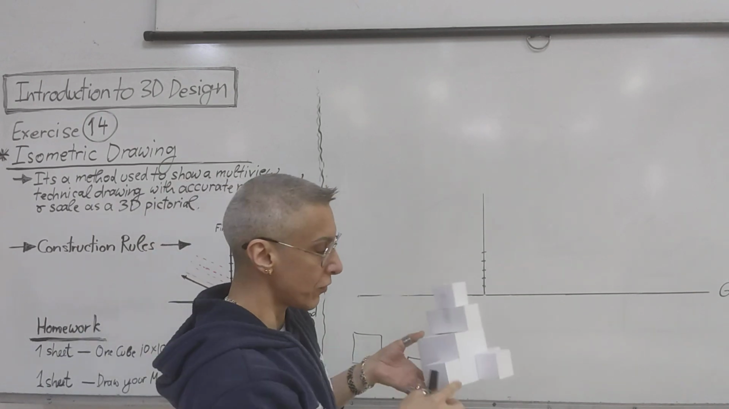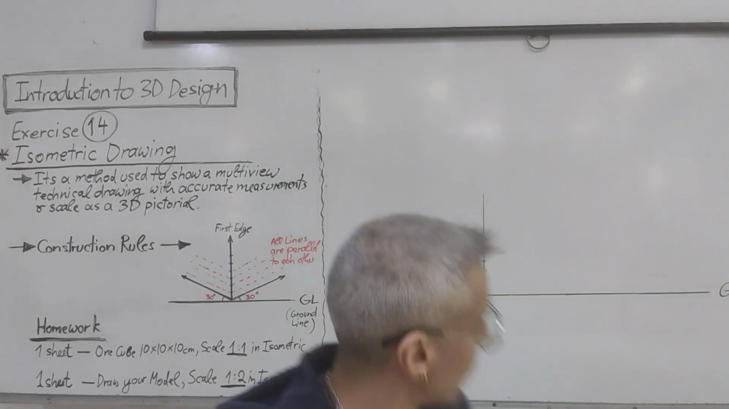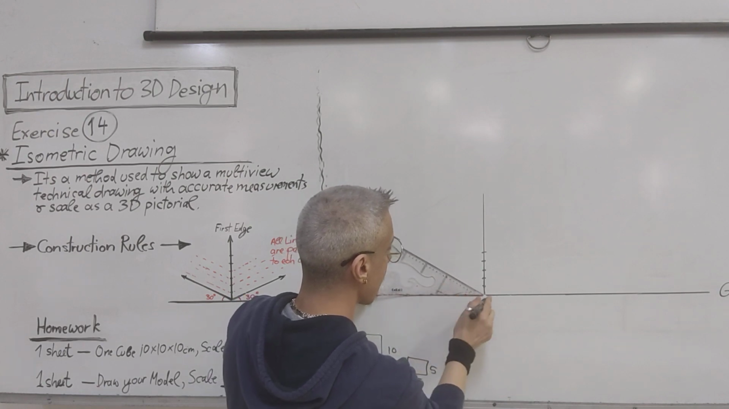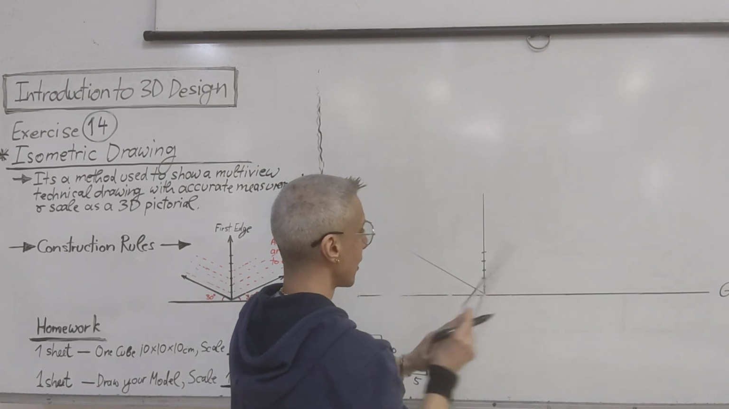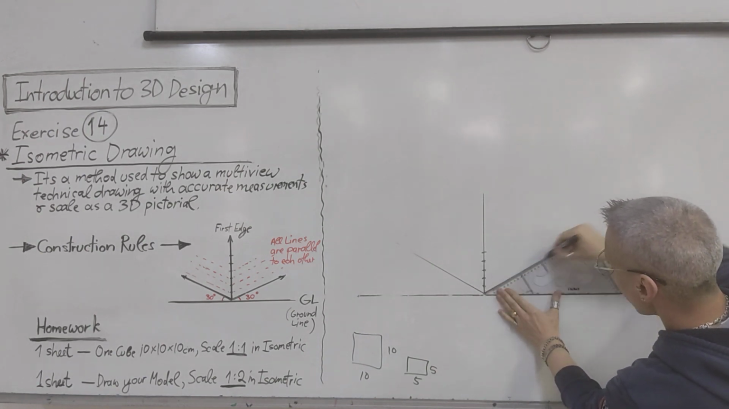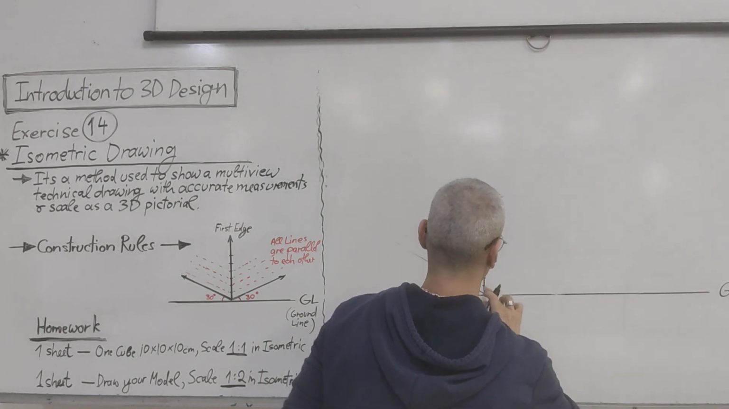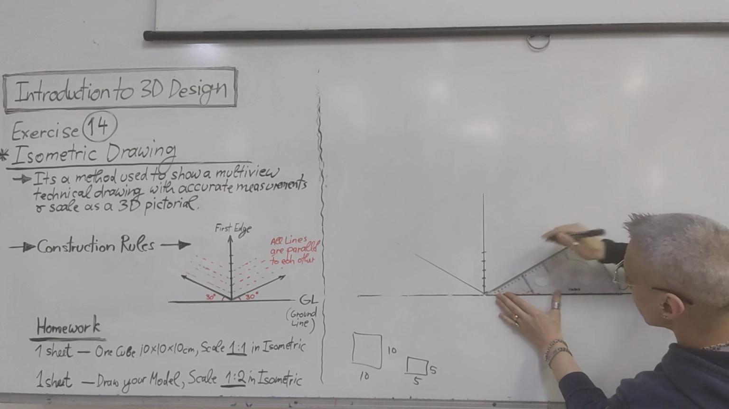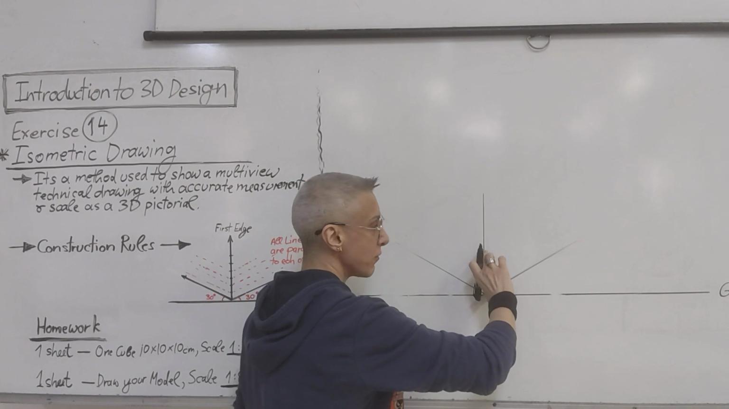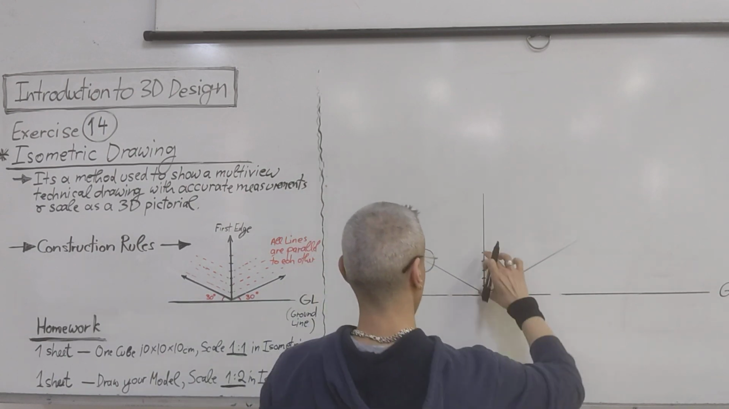Since this is a 5 by 5 cube, we need to measure. First we need to draw what? The 30-degree angle. And from here, this should be at 30. And we will measure what? 5 here, 5 here, 5 here, 5 here.